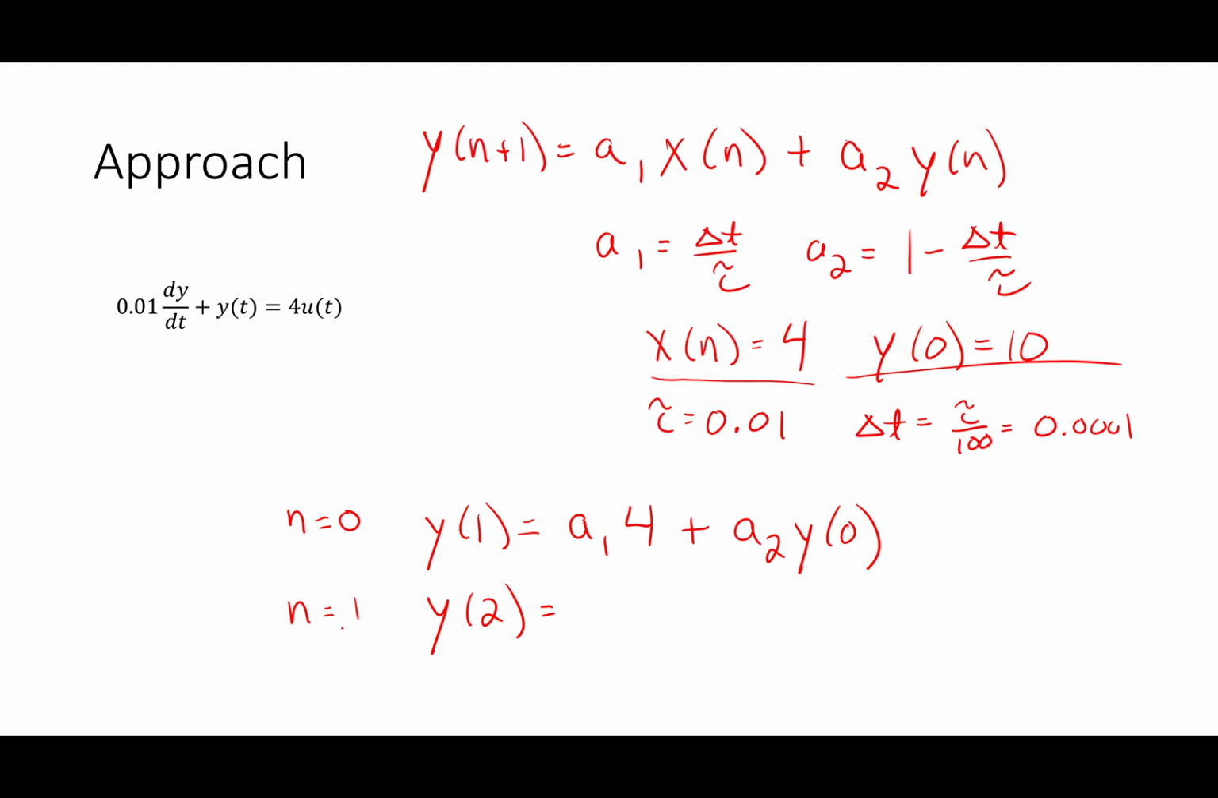That's when n equals 1. What's that going to be? A1 times x of n. X of n is always 4. Plus A2 times what? Y of 1. Now, where did I find y of 1? Well, previous. So what is this doing? This is called an iteration, right? When I solve this, I'm solving it iteratively. I start out knowing the value I need, and then I jump to the next one using the previous one. So how would you write that in code? How would you do this piece here in code?